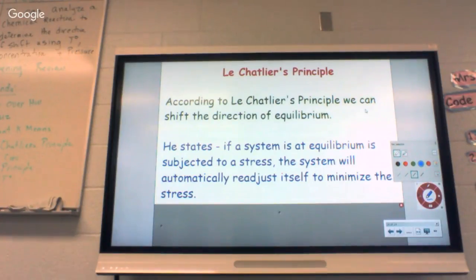If a system is subjected to a stress, it will automatically readjust to minimize the stress. Okay? If a system at equilibrium is subjected to a stress, it will automatically readjust to minimize that stress.